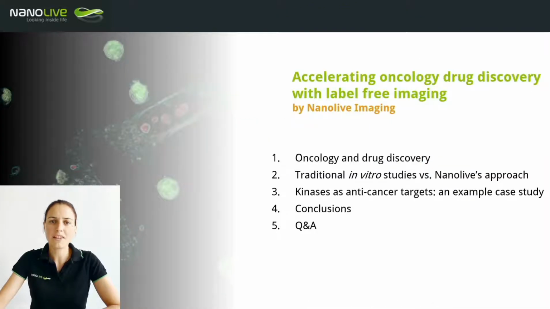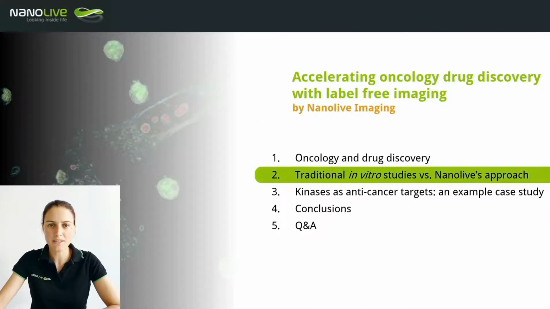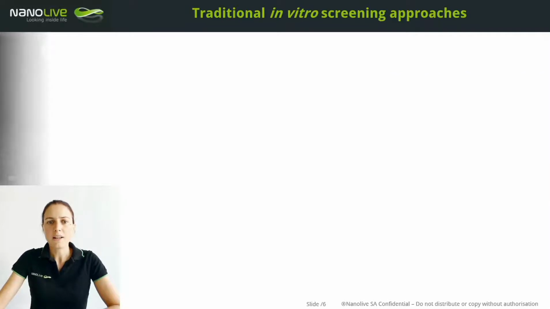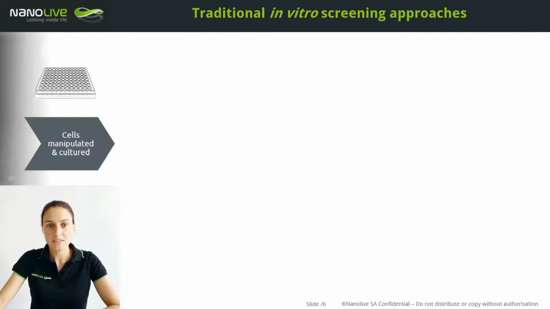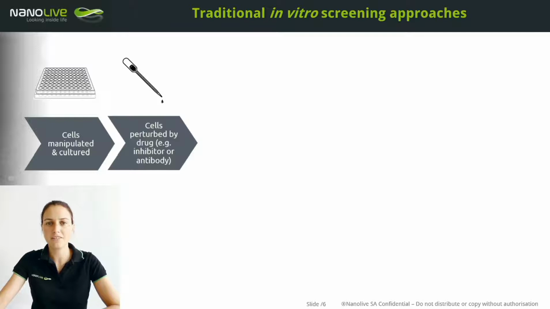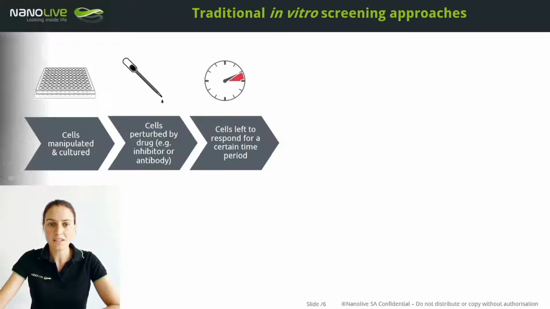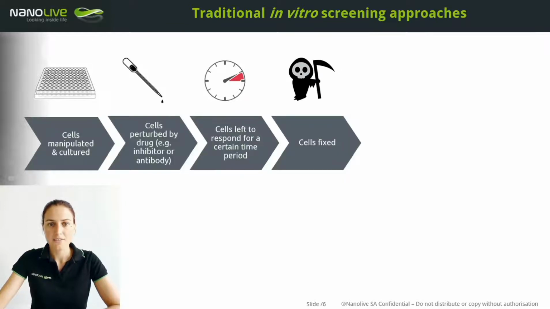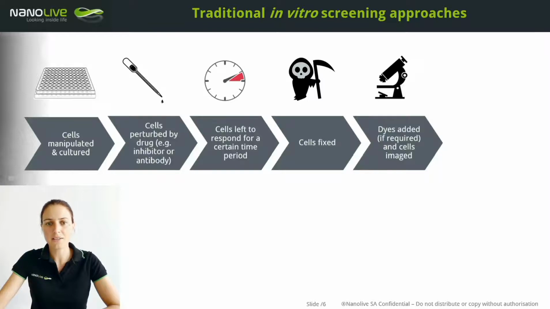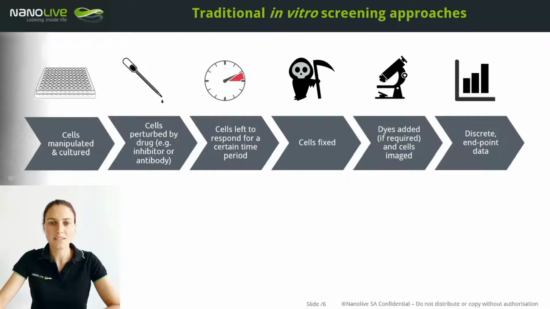So why is Nanolive imaging advantageous compared to traditional imaging methods? Well, this is the traditional approach to in vitro screening. Cells are manipulated and cultured in 96 well plates. The candidate drug, be it either an inhibitor or an antibody, is then applied. The cells are left to respond for a certain amount of time and then they are fixed. Fluorescent dyes are added if required, and finally the cells are imaged. All of this work produces one single discrete endpoint data point. If additional time points are required, then the whole experiment must be repeated using different cells.